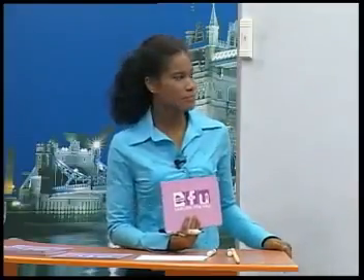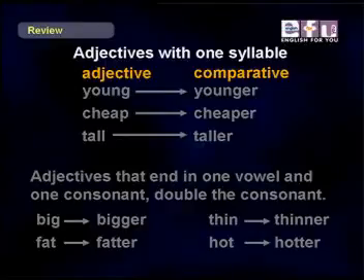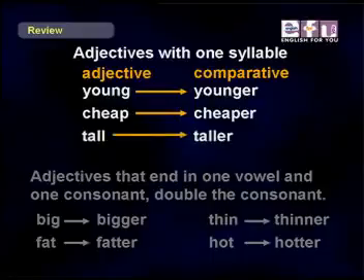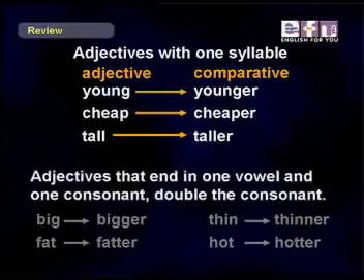Now here is another chart about adjectives. Please take a look. Okay, adjectives with one syllable. We have, for example, young. In its comparative form, it becomes younger. And cheap becomes cheaper. However, tall, notice the spelling, in its comparative form, it becomes taller. Remember, adjectives that end in one vowel and one consonant must have their consonant doubled.